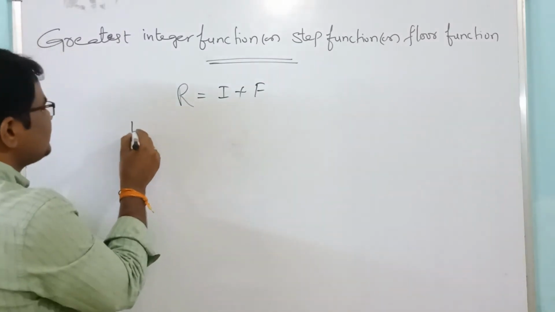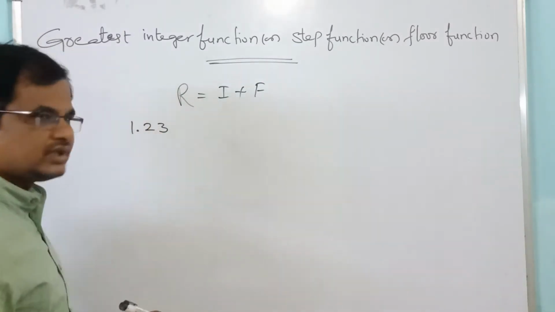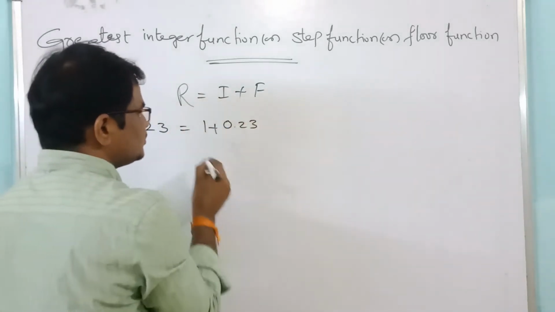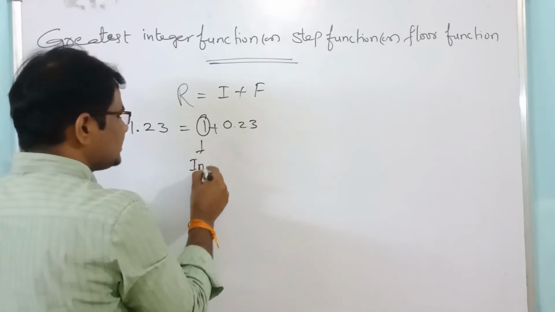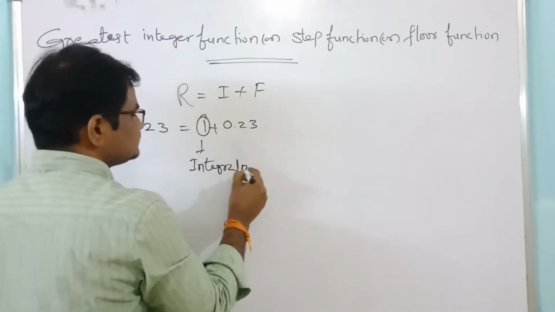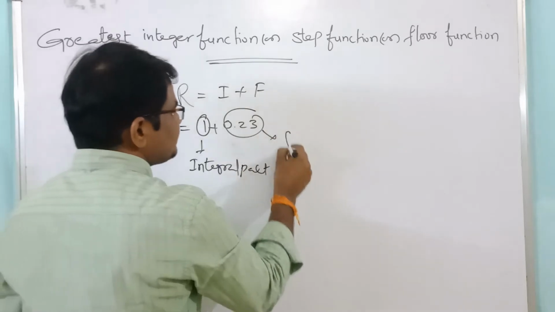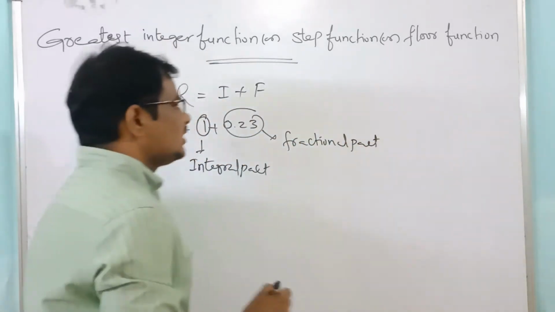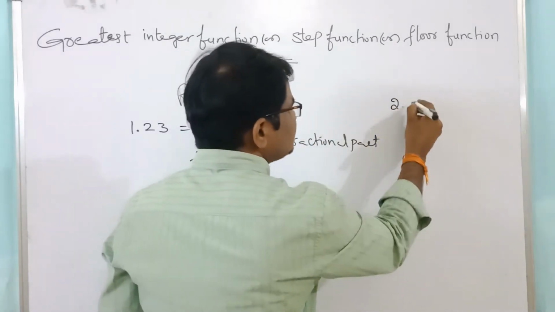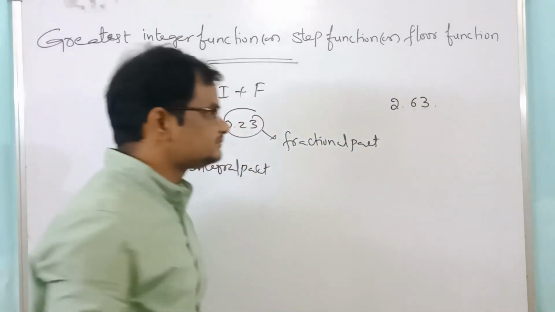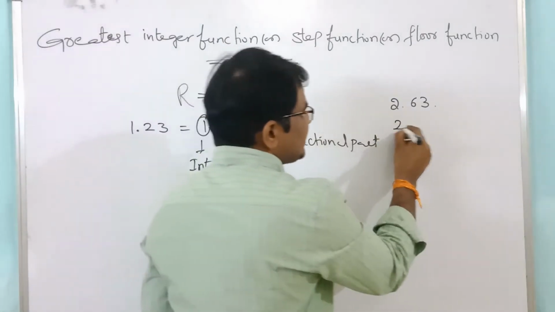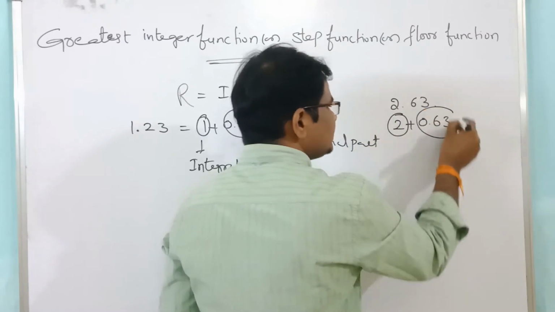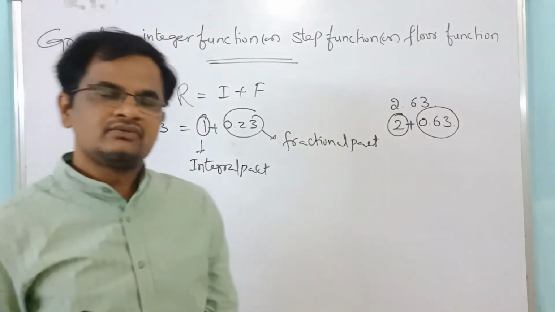For example, if you take 1.23, this can be written as 1 plus 0.23. This is the integral part, and this is the fractional part, right? Now, if you take one more example, 2.63. Here also, this can be written as 2 plus 0.63. Integral part, and this is the fractional part.